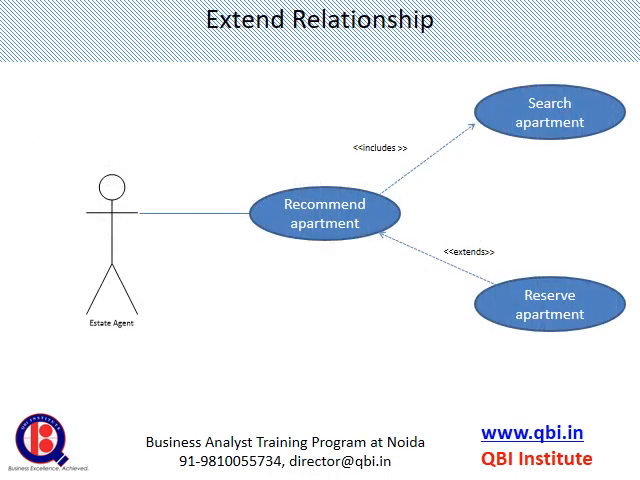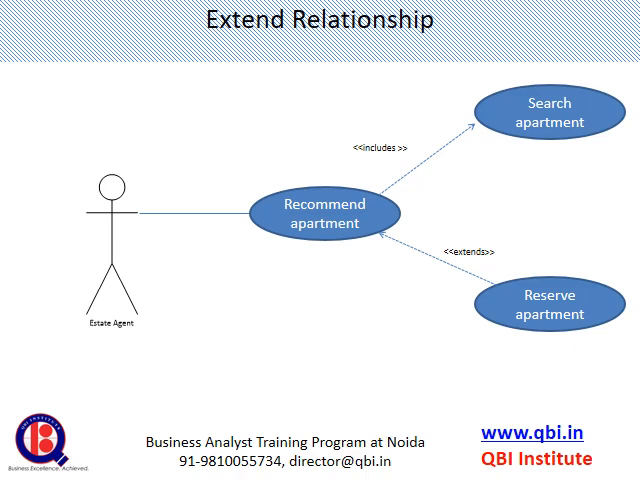This is how we capture the scenario we discussed in a use case model. So there are 3 use cases: recommend apartment, search apartment and reserve apartment. So in the recommend apartment use case, we capture the basic detail of the customer. Then whenever recommend apartment use case is fired, search apartment use case is always compulsorily included. So there is an include relationship between recommend apartment and search apartment.